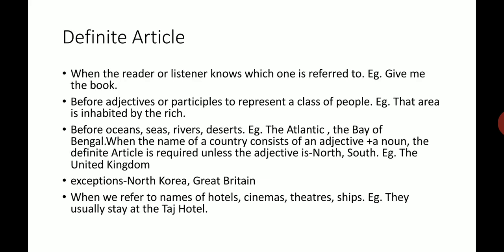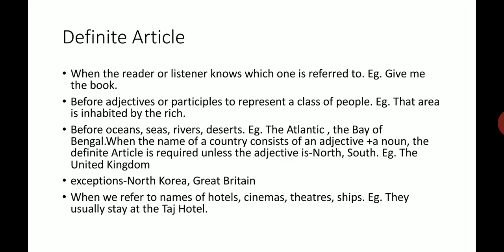When the reader or listener knows which one is referred to. Example, give me the book. Now that is the book we are talking about, which you borrowed. Another example could be, the office closes at 6. Now here the refers to the one we are in, where I work, which we are going to this afternoon, and so on. Before adjectives or participles to represent a class of people.